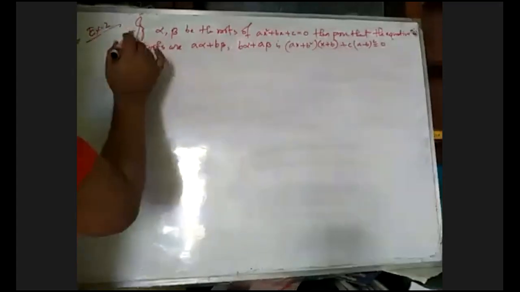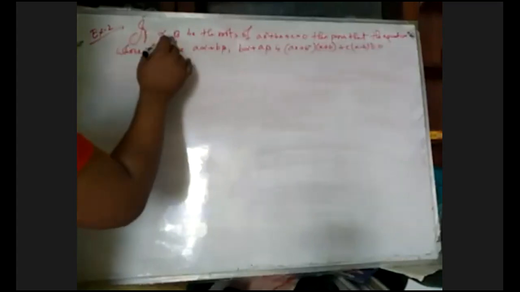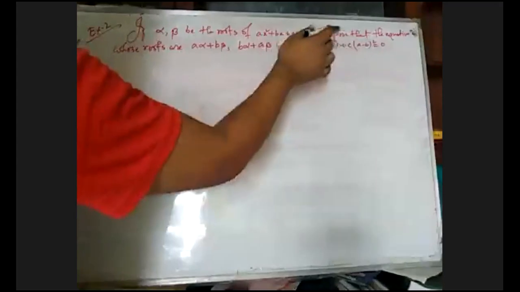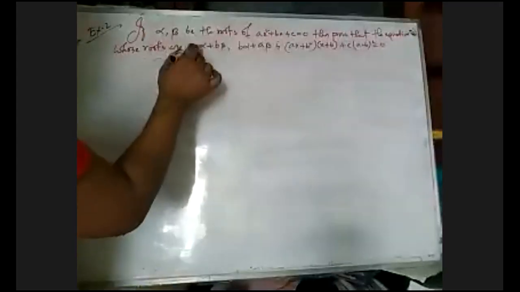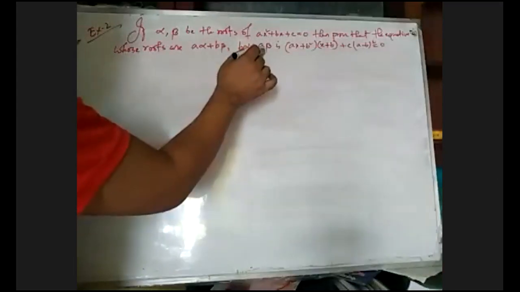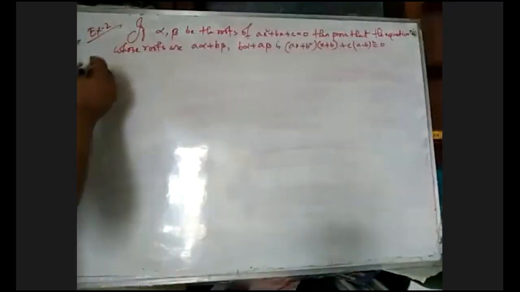Okay, now another example 2. If alpha and beta are the roots of x square plus bx plus c equals 0, then prove that the equation whose roots are a alpha plus b beta and b alpha plus a beta is this. That means we have to form an equation with these two roots.